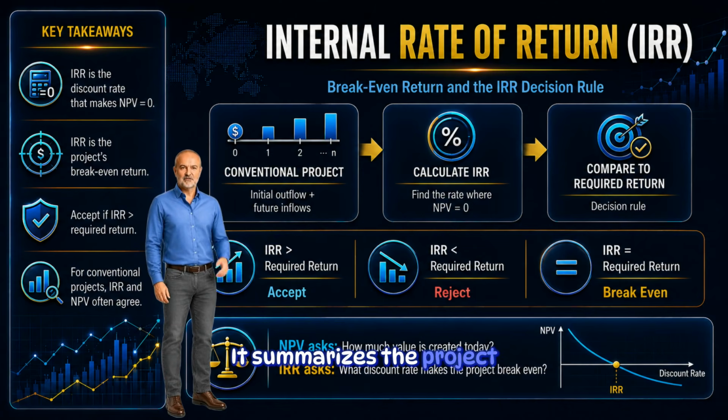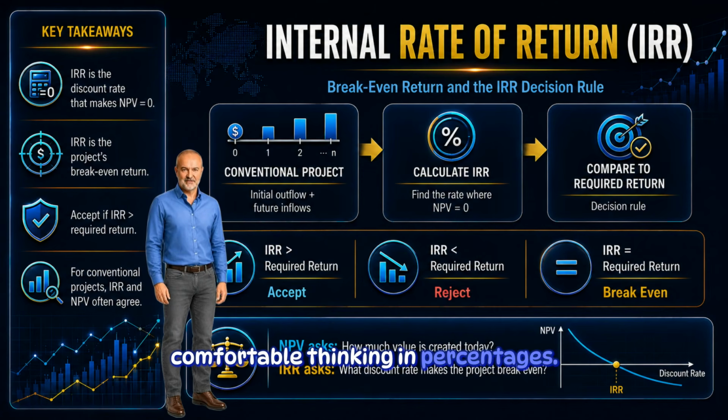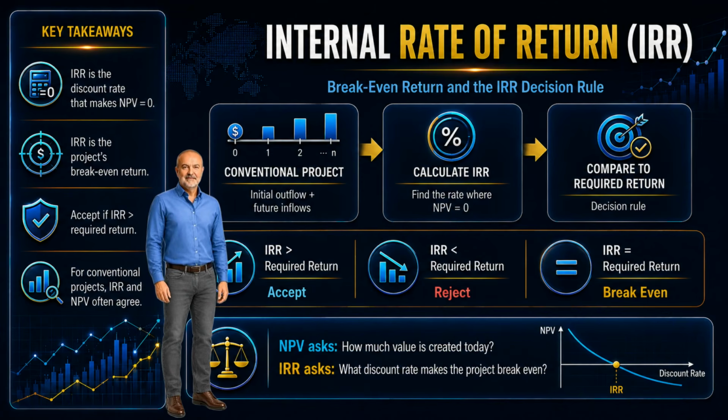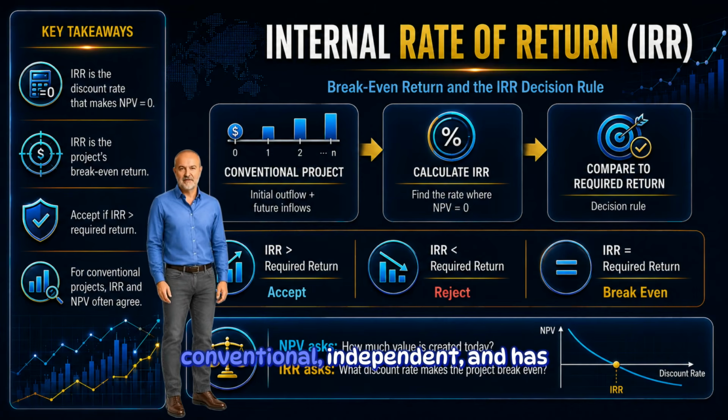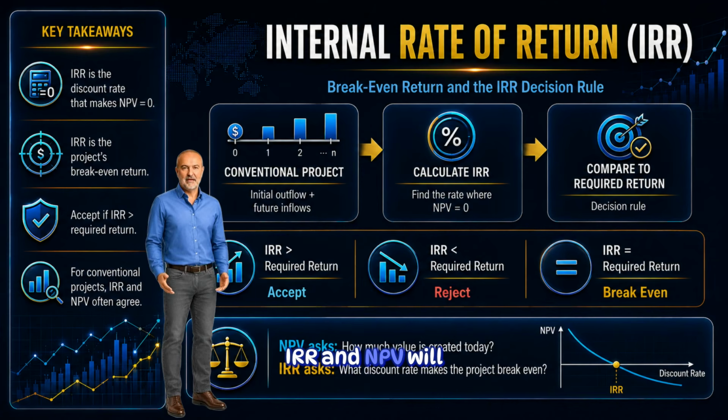It summarizes the project as a percentage return, and managers are very comfortable thinking in percentages. Interest rates, loan rates, hurdle rates, margins, growth rates, and investment returns are all commonly discussed as percentages. So when someone says, "This project earns a return above our hurdle rate," that message is easy to understand. IRR is especially useful when the project is conventional, independent, and has a normal cash flow pattern. In many such cases, IRR and NPV will lead to the same accept or reject decision.